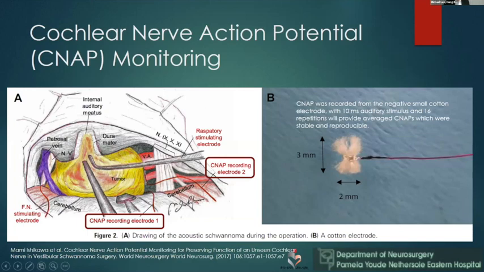Okay, anyway, you can insert this electrode here to try to record the cochlear nerve action potential. You can insert your electrode here, trying to find where it is.